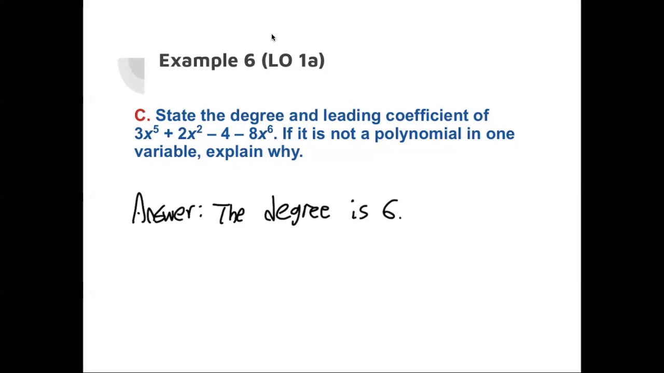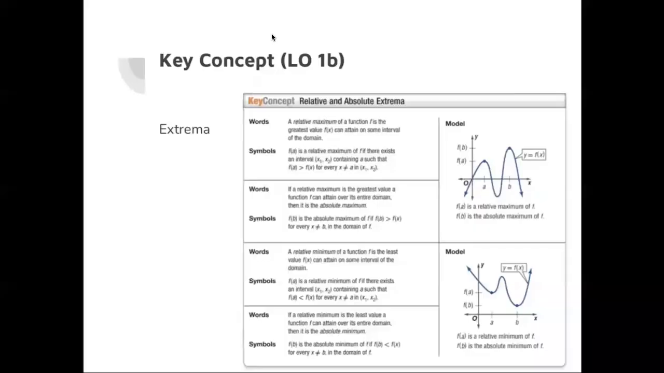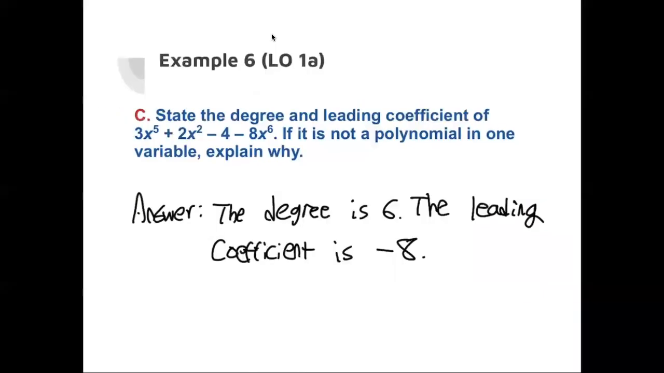What is the number attached to x to the power of 6? It's -8. A lot of people write just 8. That is incorrect. You have to think of the sign as well and see if it is positive or negative. Okay. Good job. We're done with lesson objective 1A, which is learning the components of a polynomial function.